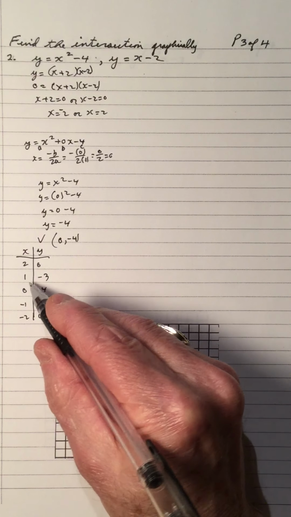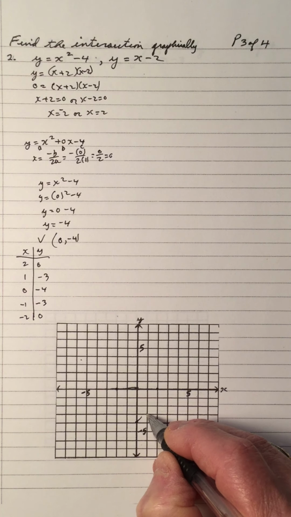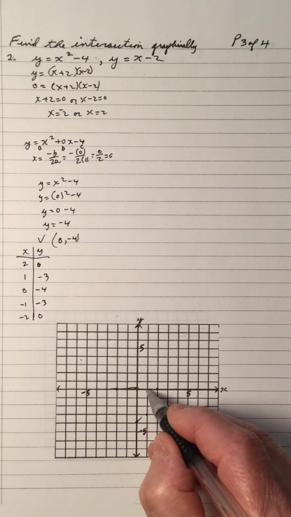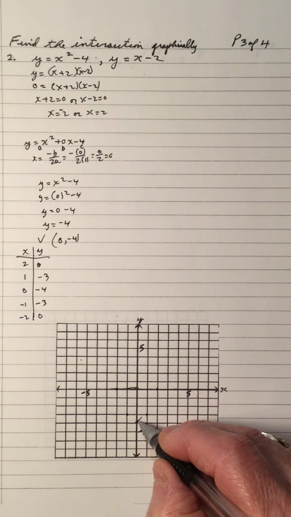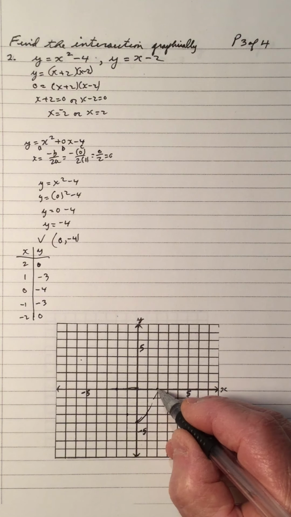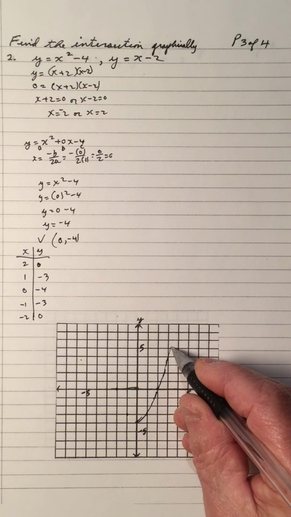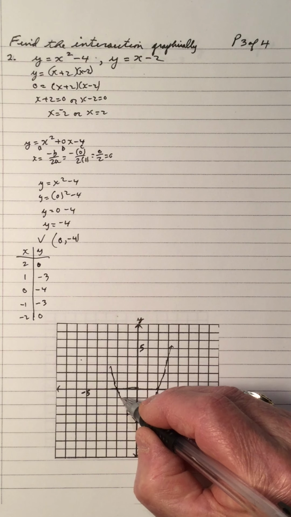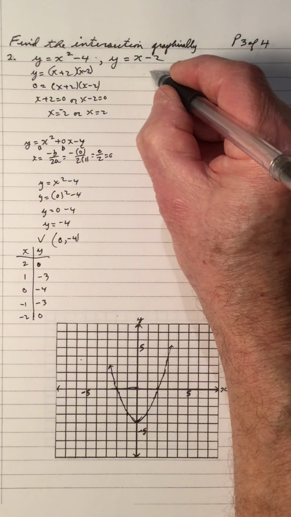So let's plot. 1 gives me a negative 3. Perfect. And notice that negative 1 gives me negative 3, symmetrical. And we have the values. So we got the intercepts. And again, you need more points because I only got a limited number here, and this is why there's the parabola. Now we graph the line.